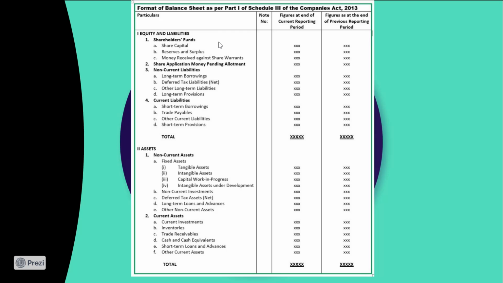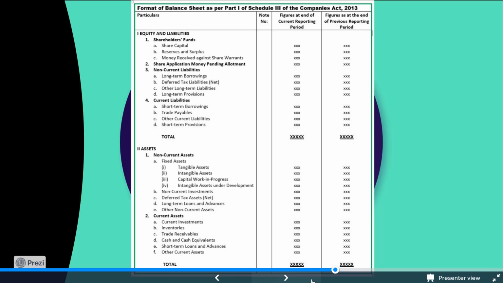Under equity and liabilities, the equity is the number 1 shareholders' funds and the number 2 share application money pending allotment. And 3 and 4, namely the non-current liabilities and the current liabilities, are part of liabilities. And under assets, we have 1 as non-current assets and 2 as current assets. We will learn the detailed contents of each of these items in separate videos.